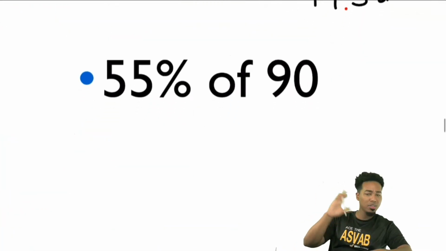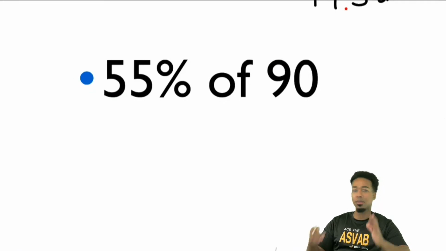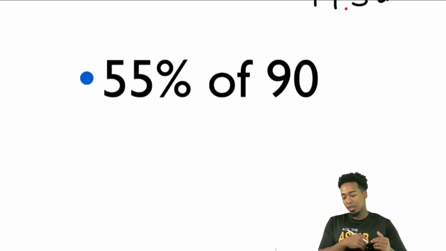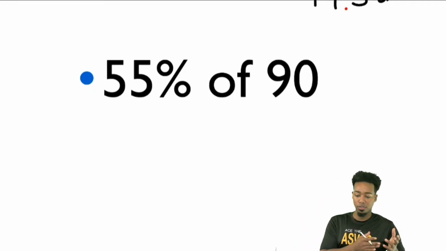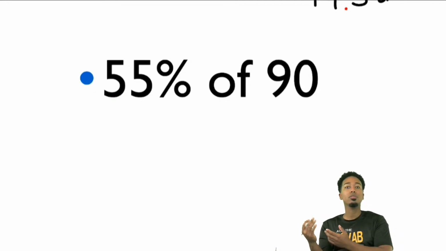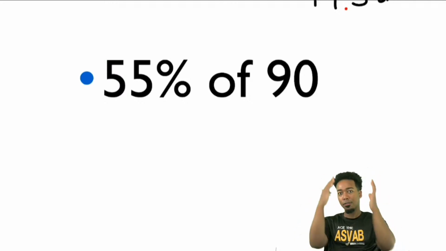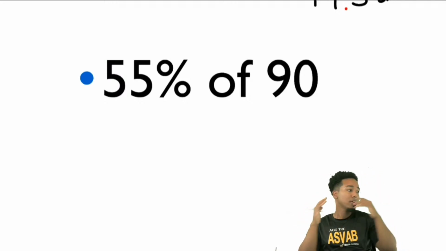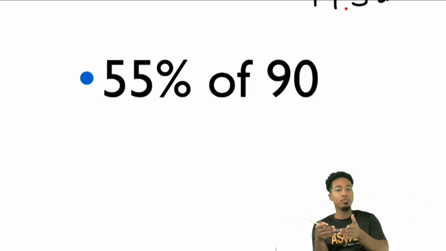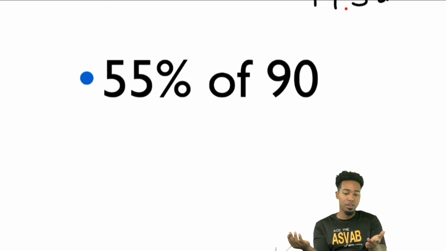So again, I'm not going to do the mental math technique for this one because it's just going to be 50% and 5%. So that'll be $45 and $4.50 or 4.5, giving you 49.5. That's the mental math way to do it. Again, 50% and 5%. 50 is half, so 45. 5% is a tenth of that, so 4.5, 49.5.